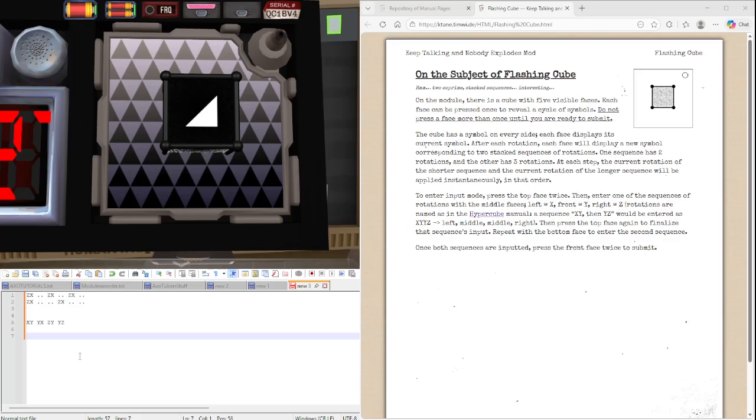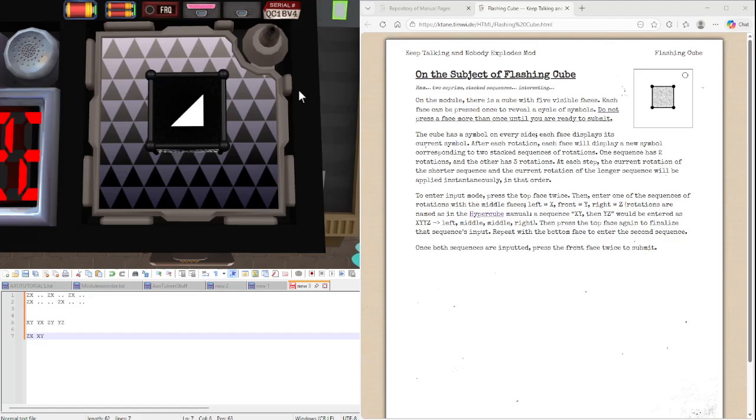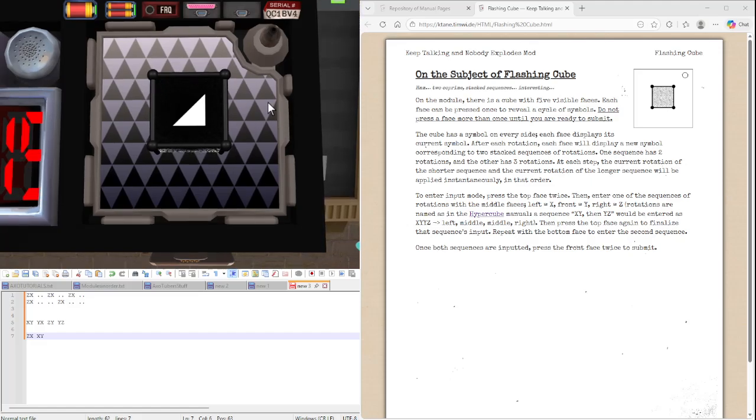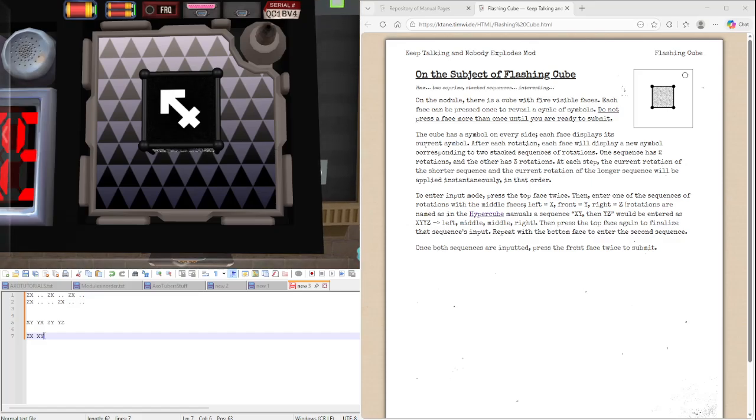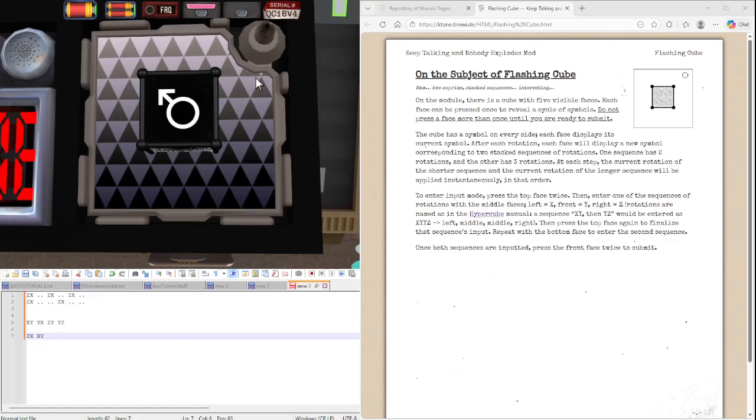If it's ZX, XY, yeah, I think I got the two axes mixed up last time. Yeah, because I think I put YX when XY is the one that goes to there. So ZX, XY means it should go clockwise, and then onto this face.